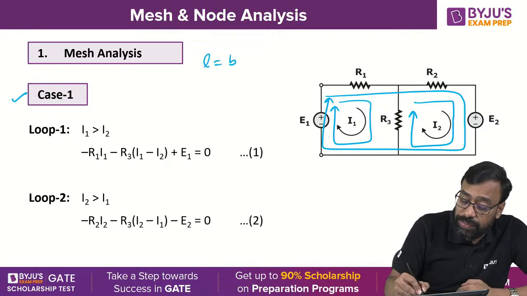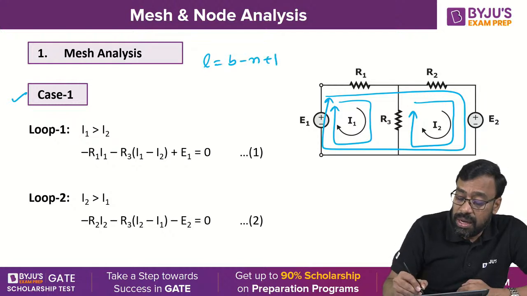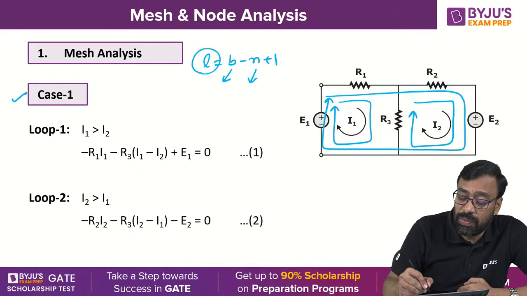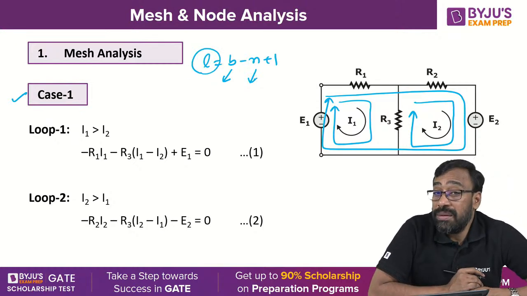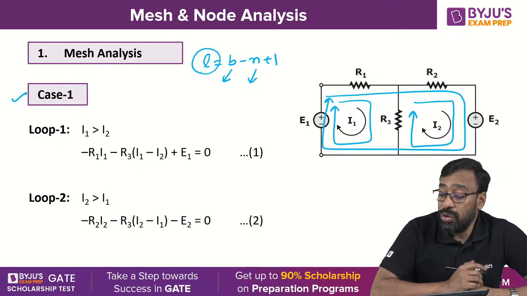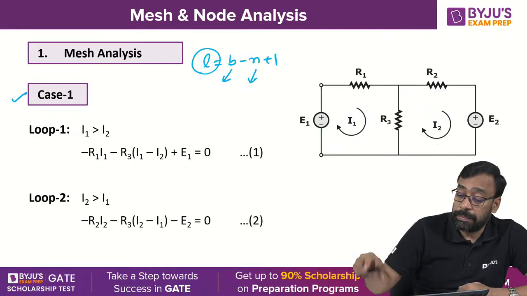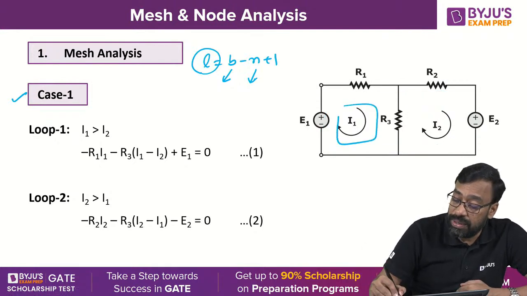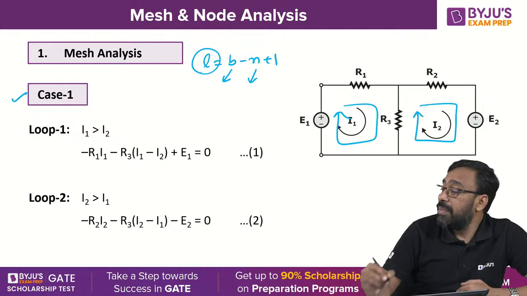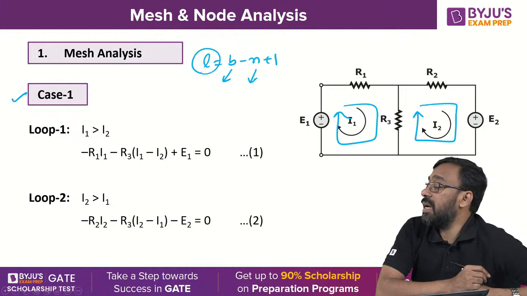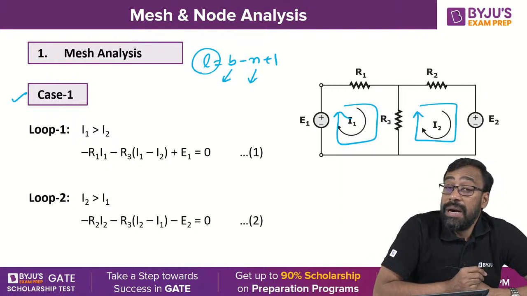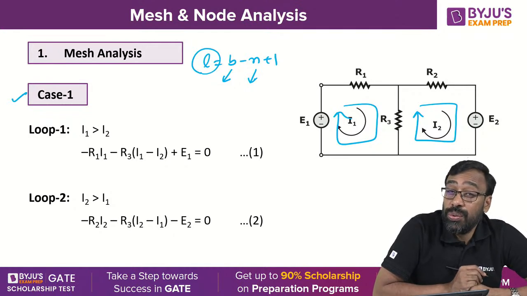L is equal to B minus N plus 1. B stands for the number of branches, N stands for the number of nodes, and L stands for the number of fundamental loops or basic loops. How many loops are there? Only 2 loops. This is one fundamental loop, and this is another fundamental loop. Yes, Narasimha, 3 loops are there, but the fundamental loops are only 2.